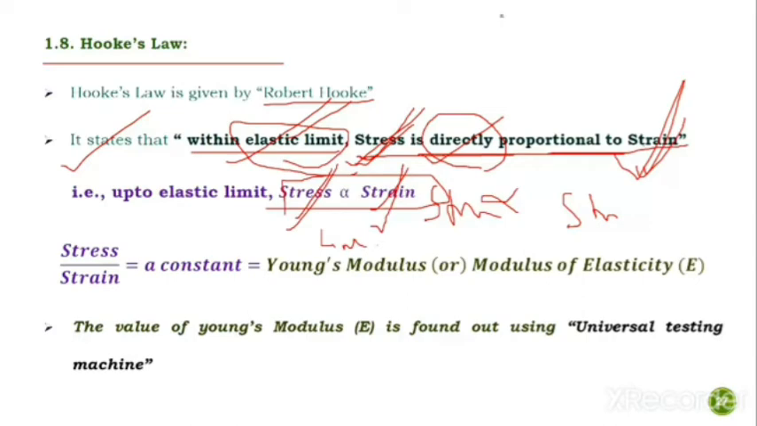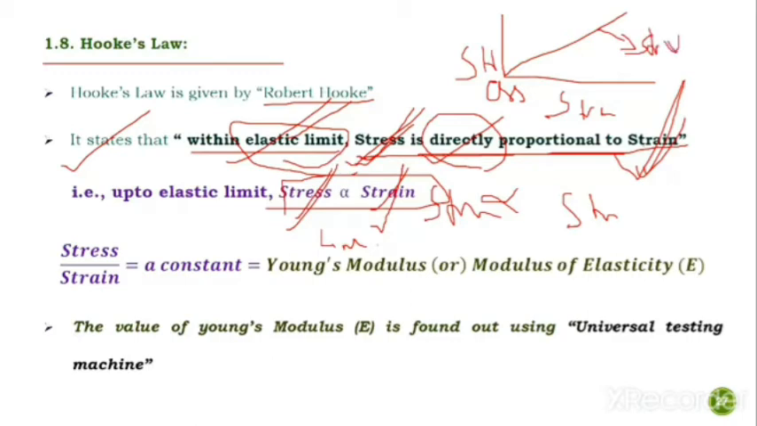So if you try to plot a graph over here, this is strain and this is stress. This is how it is going to be, a straight line. This is stress proportional to strain. So as the stress increases, strain also increases.